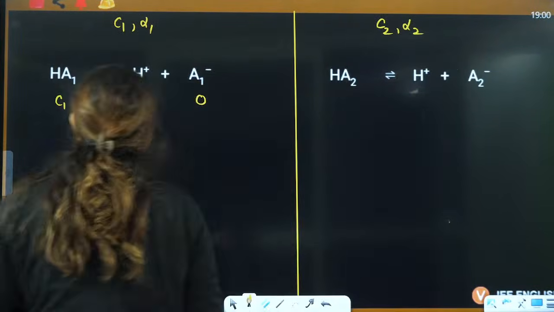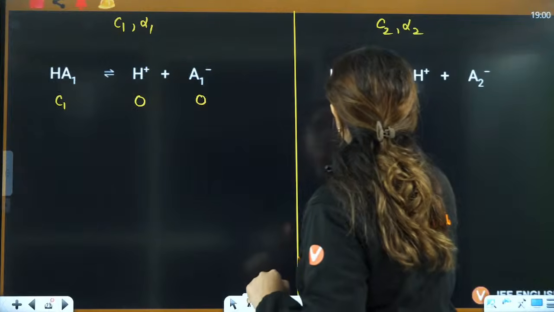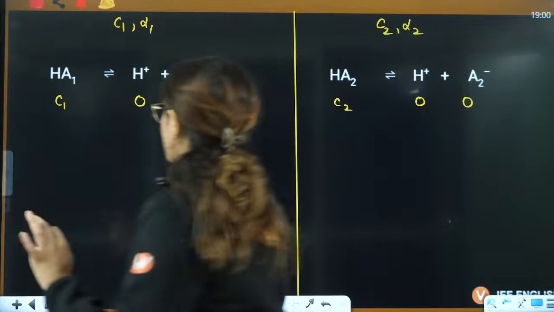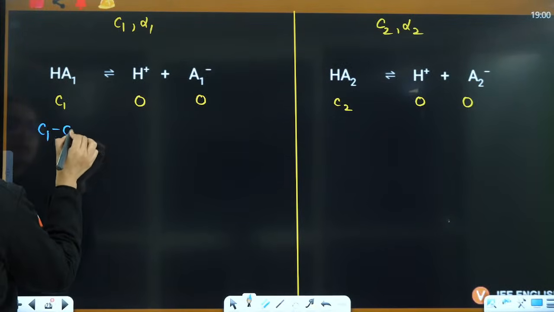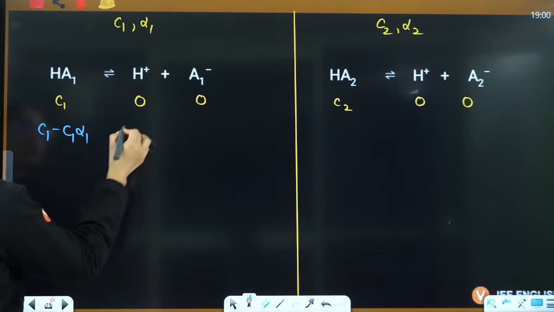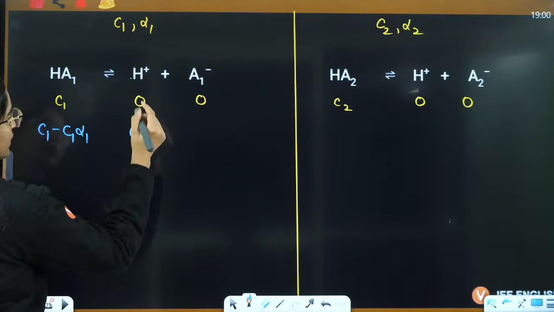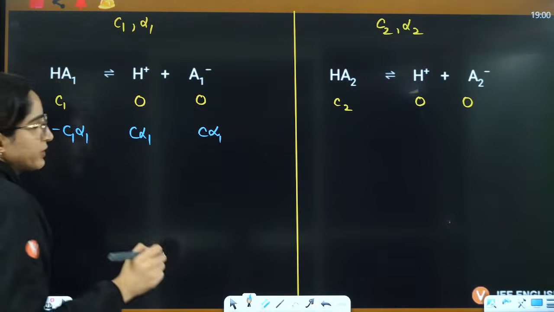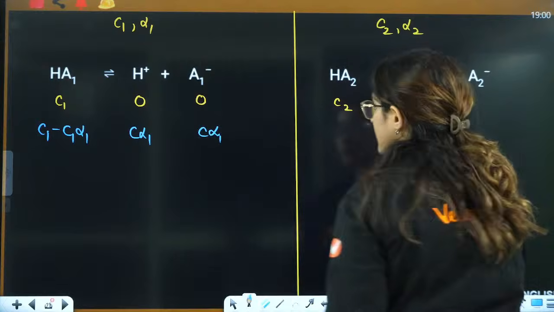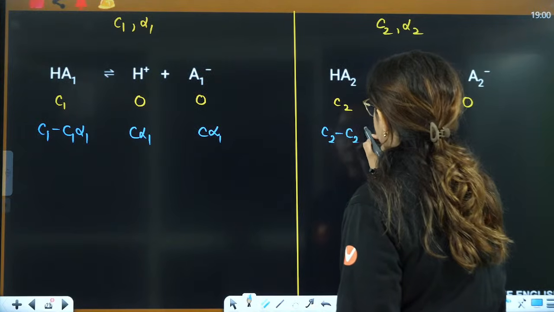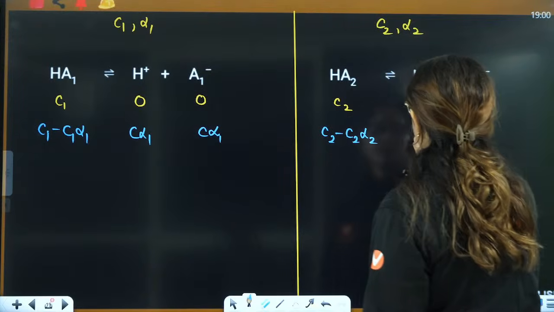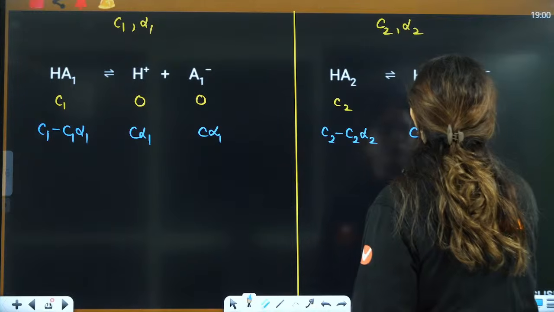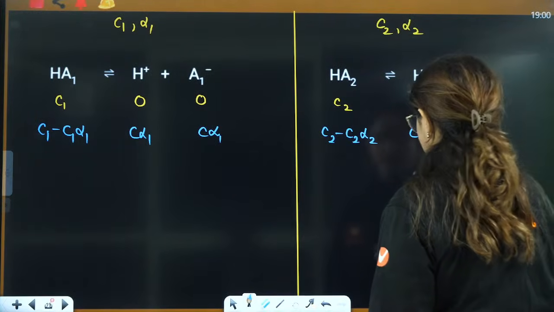Here it is C2, and the products are 0 and 0. At equilibrium, what did we used to do? C1 minus the initial concentration into the degree of dissociation, multiplied by stoichiometry. What about this one? C2 minus C2 alpha 2. This is C1 alpha 1, and this is C2 alpha 2.